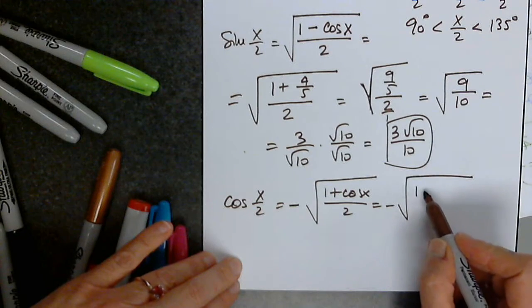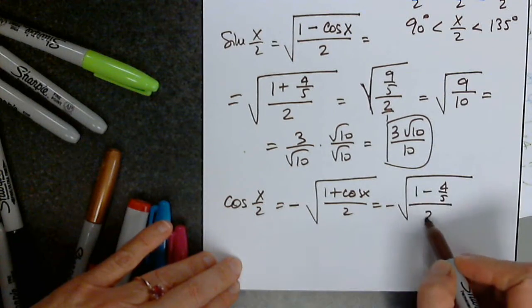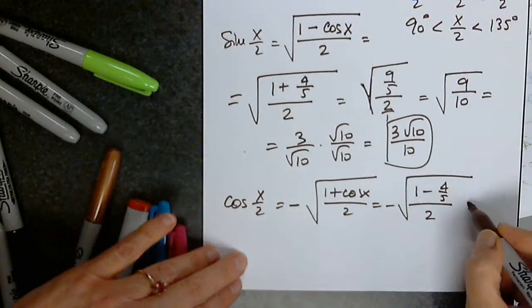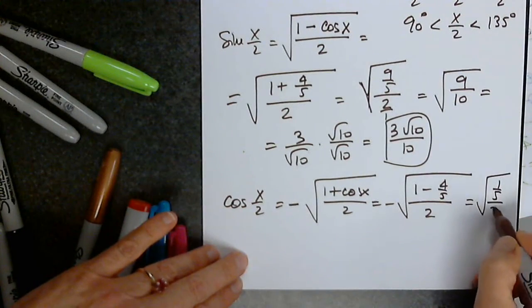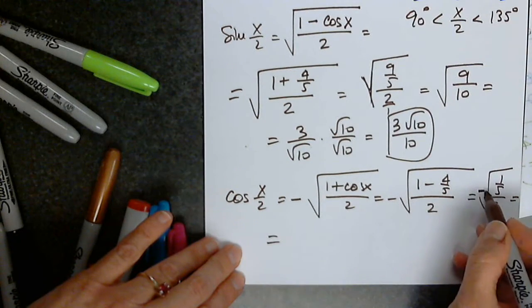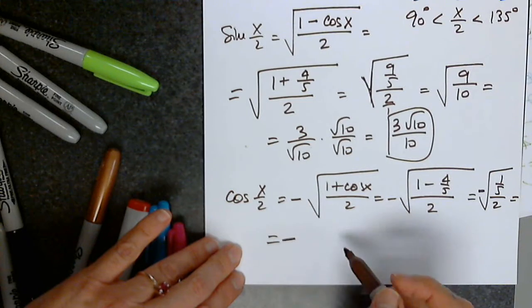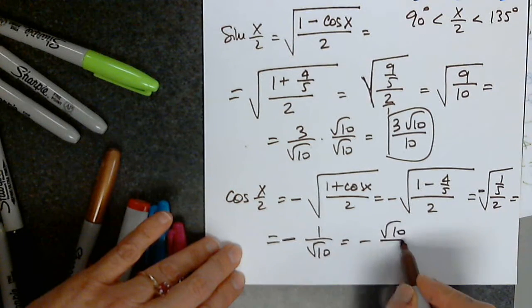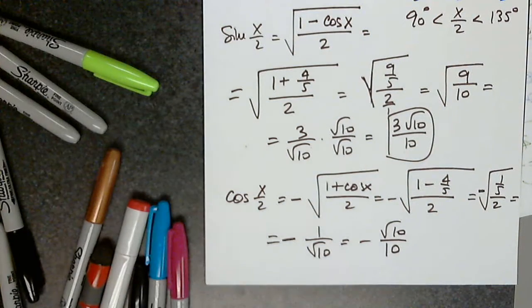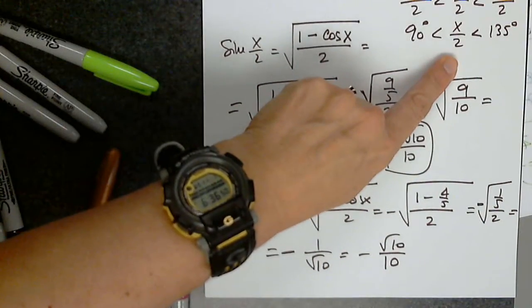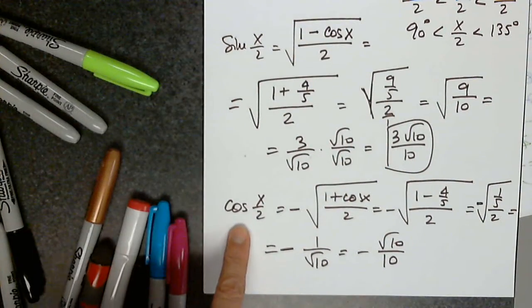And now I have 1 minus 4 over 5 over 2. So the top will be 1 over 5 divided by 2. So this is with negative in front, don't forget, because I just did. So this is 1 over the square root of 10, and I rationalize. So the negative in front is because x over 2 is in the second quadrant, and cosine will be negative in the second quadrant.